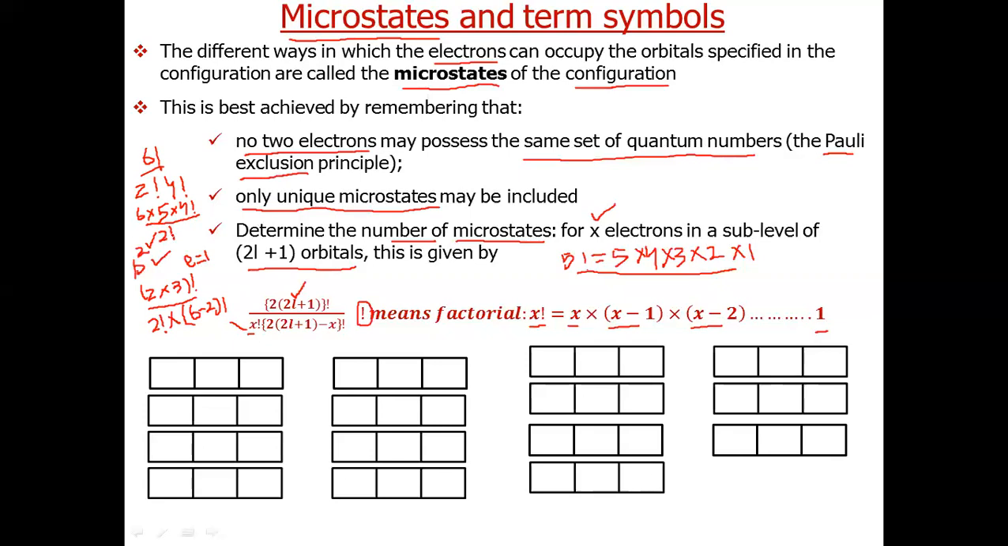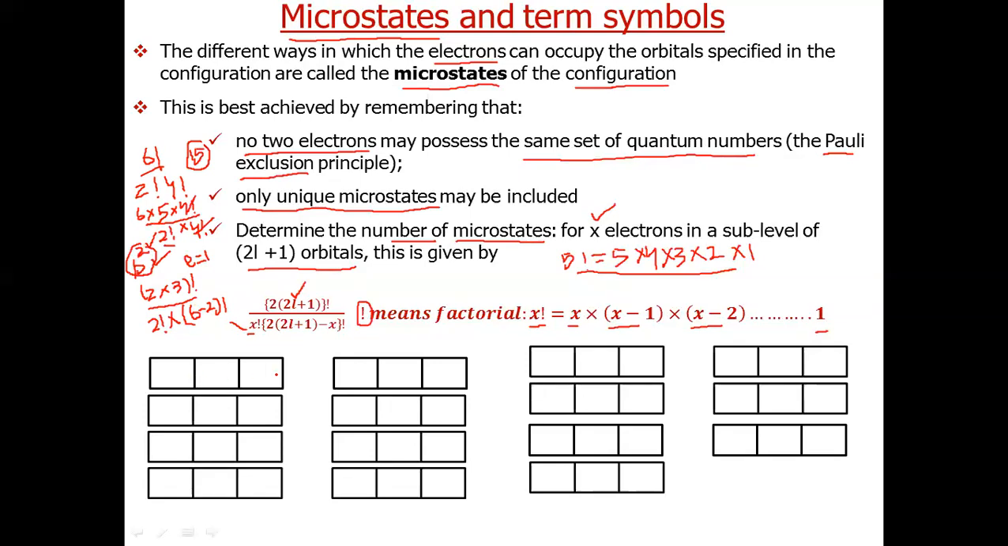Okay, 2 factorial into 4 factorial. So 4 factorial gets cancelled. Now 6 multiplied by 5 is 30. 2 factorial is 2, 2 into 1, 2. So 30 divided by 2 is 15. So there are 15 ways by which we can arrange 2 electrons in these 3 p orbitals.